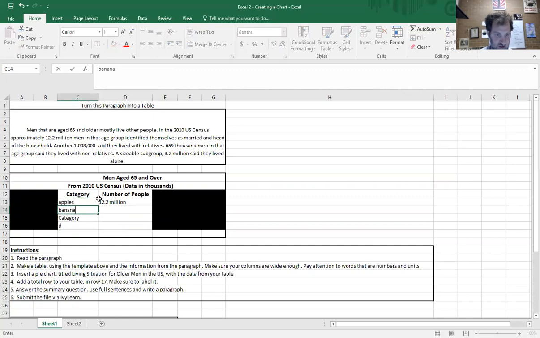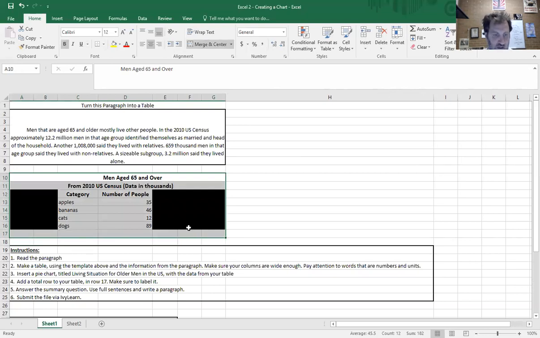Apples, bananas, cats, dogs, 35, 46, 12, 89. So when you highlight this to make a chart, you don't want to highlight everything. That's a mistake that a lot of people make. You're going to just highlight this information.